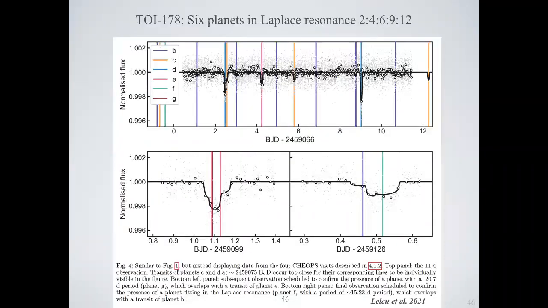And finally, one of the most curious is this system with six planets, but they are in resonance. So it means that the configuration is repeated after some time. And it's something that has very interesting information about the formation and evolution of the system.